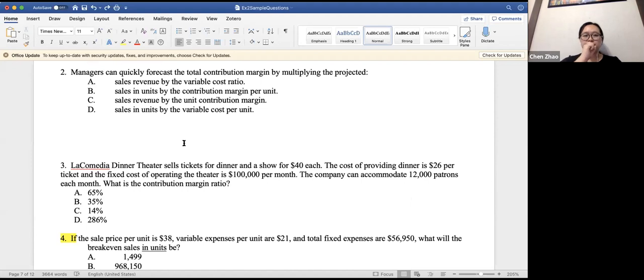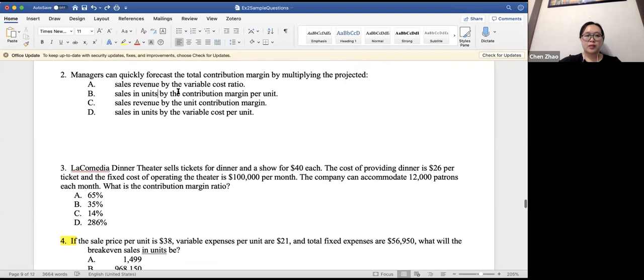So in order to calculate your forecast total contribution margin, you can actually use contribution margin per unit times the total unit, or sales in unit. Okay. Actually, the unit's the same. Sales units, the unit we use to calculate variable cost, and the unit we use for contribution margin. Okay. So the answer is B.